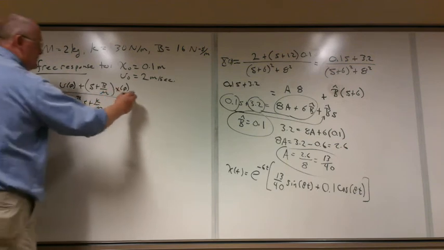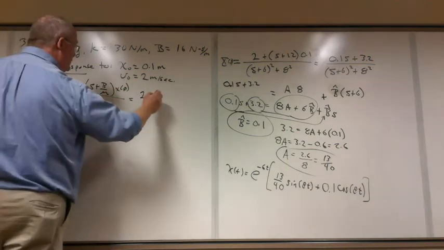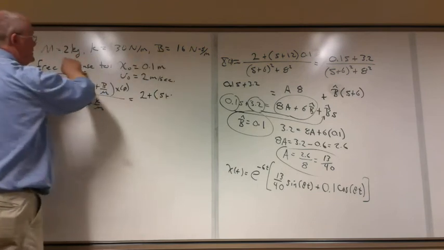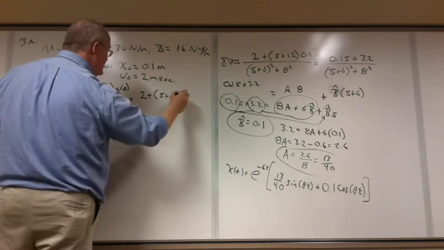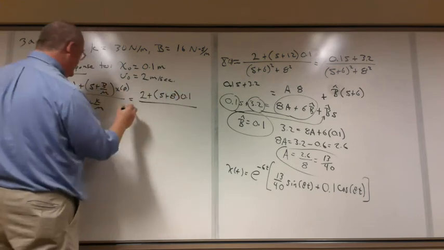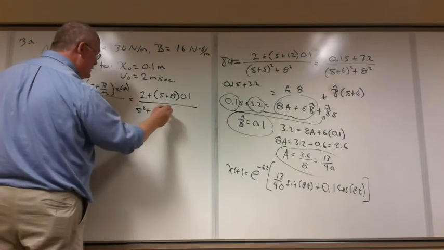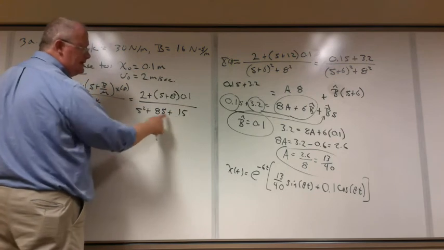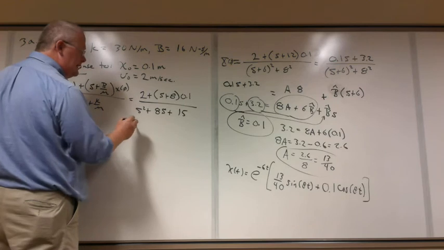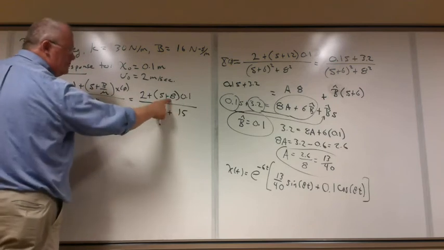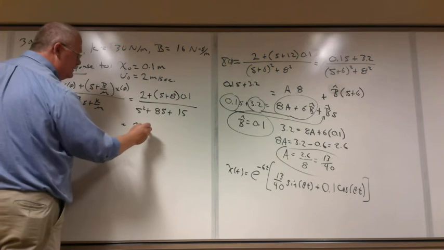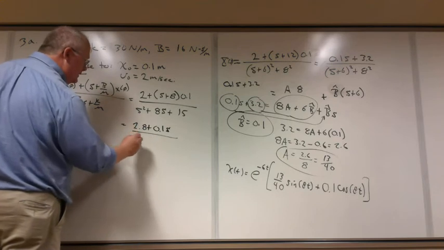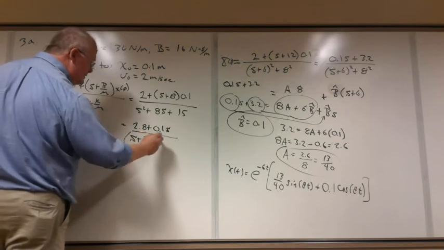So let's write it over here. This is actually going to be equal to 2 plus s plus b over m. 16 divided by 2 is going to be 8. That's going to be times 0.1 all over s squared plus 8s plus 30 divided by 2 is 15, and what do you know? 15 happens to be 5 times 3, which 5 plus 3 is equal to 8. So this is actually equal to 0.1 times 8 is going to be 0.8, so we have 2.8 plus 0.1 s all over s plus 3 times s plus 5.